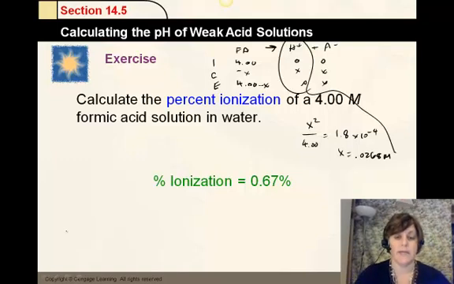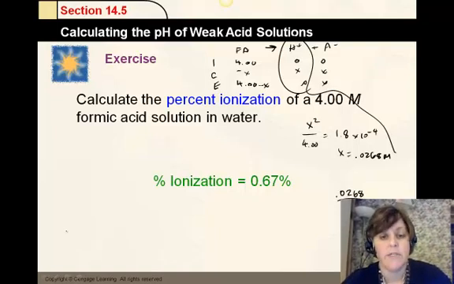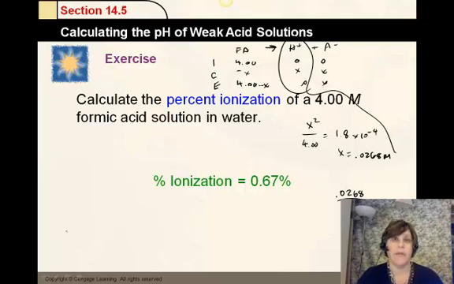Well, of course, that can help us in percent ionization, because we need that over the original times 100. In other words, 0.0268 over the original, which was 4 molar, times 100. And we can see what percent of the ions went through the arrow and dissociated. And when you work it out, you do indeed get 0.67.